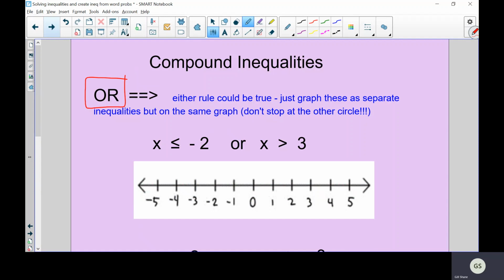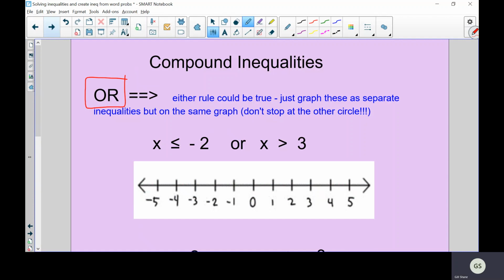We said if it's an or statement, either one of these could be true. If I put a check mark here, but an X here, that still works. If I put a check mark here, but an X here, that still works. So I'm going to have more solutions. So with that in mind, graph both of those on your first graph.